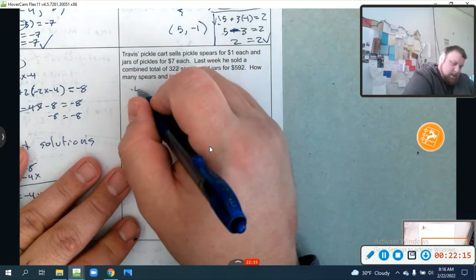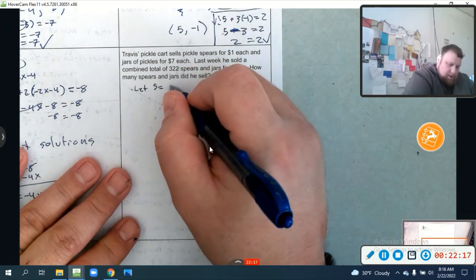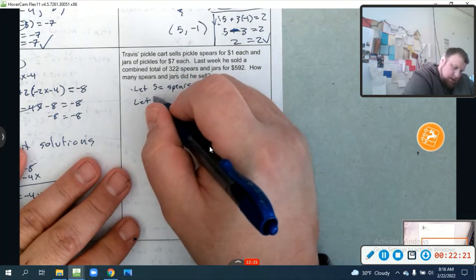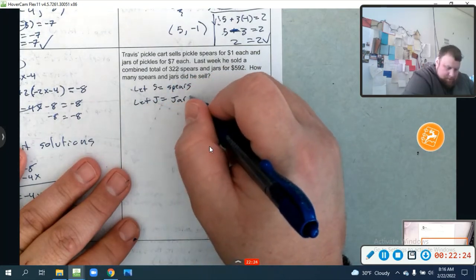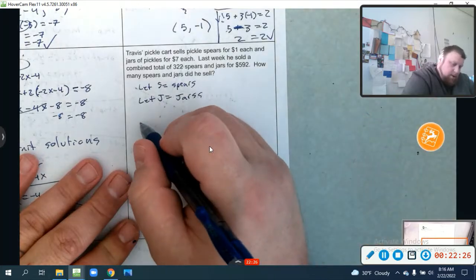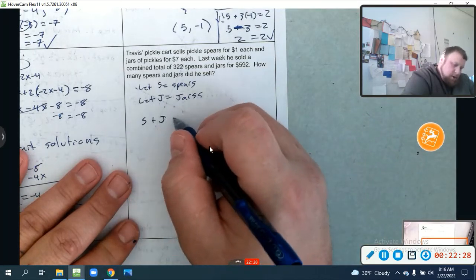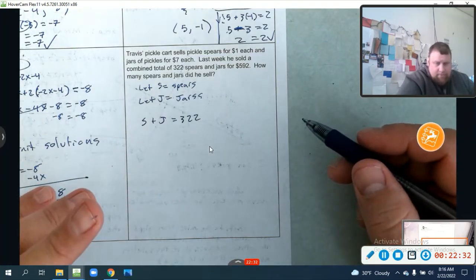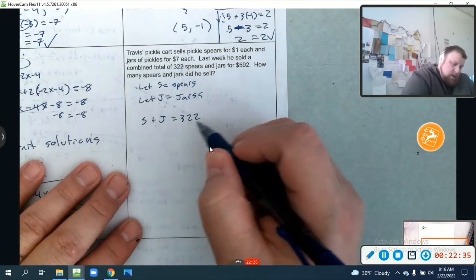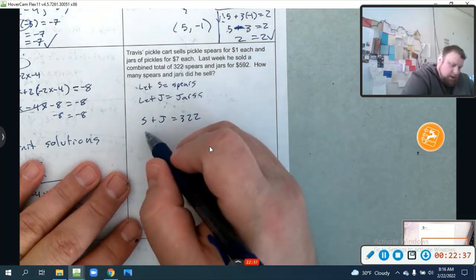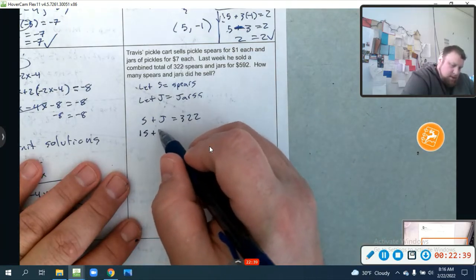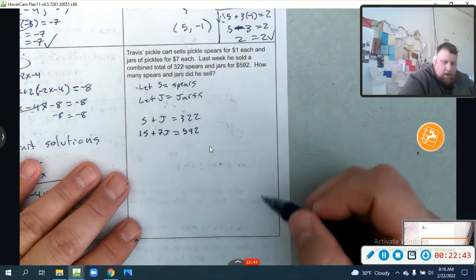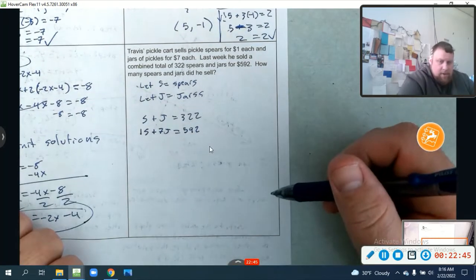Well, let's let S equal spears. Let J equal jars. So here's what I know. I know that my spears plus my jars should equal 322 because I sold a total of 322. What do I also know? I know that the spears are $1 each, so 1S plus 7J should give me a total of $592. That looks like a system of equations.